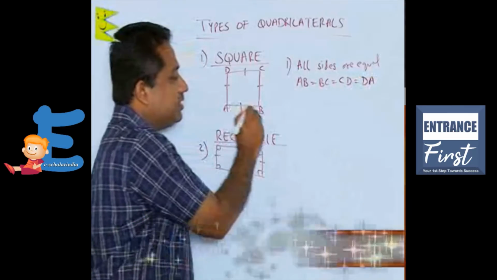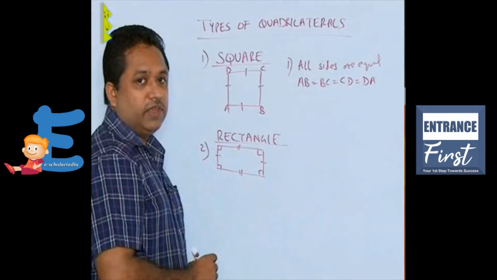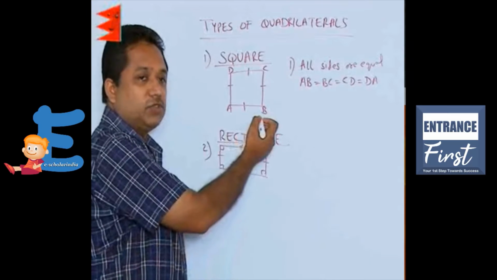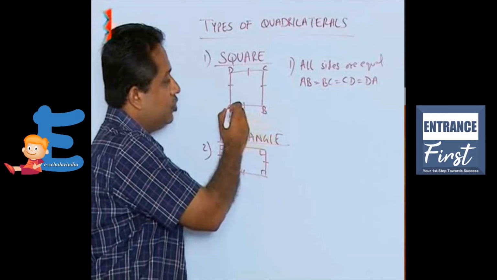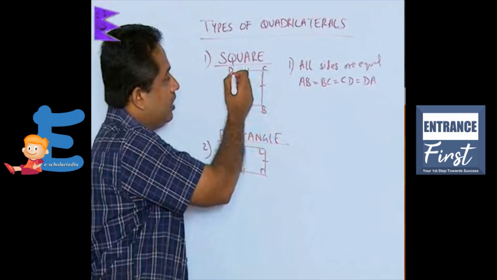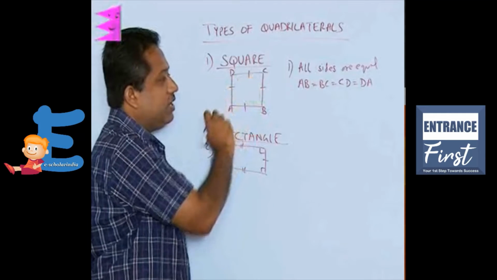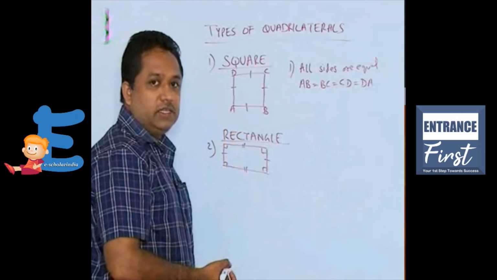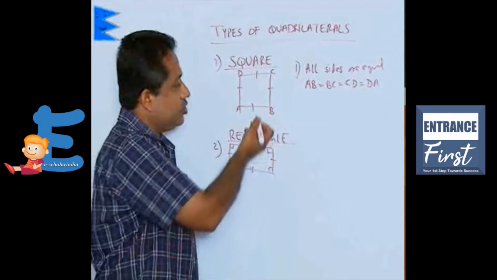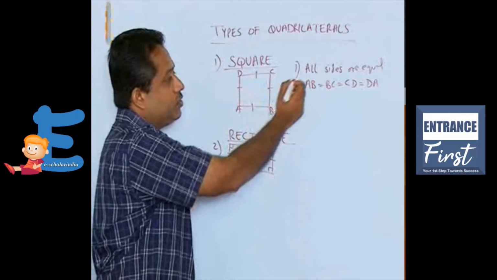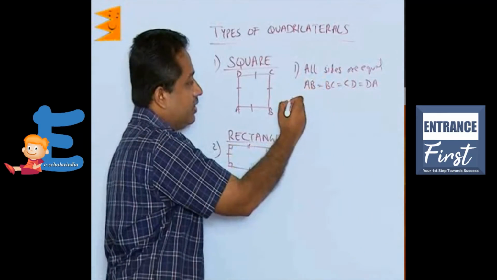So if one side is given as 2 centimeter, then we can say that all the other sides will also be 2 centimeter. So it can be given that AB is 2, and you are asked to find BC or CD or DA. It is a very direct, easy question that since one side is 2, all the other sides will be 2. So first property, all sides are equal.